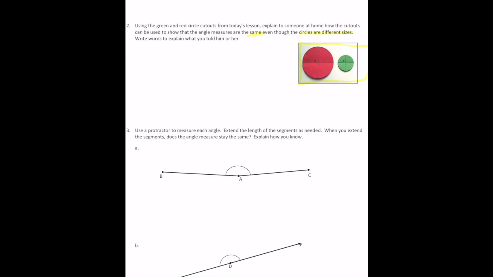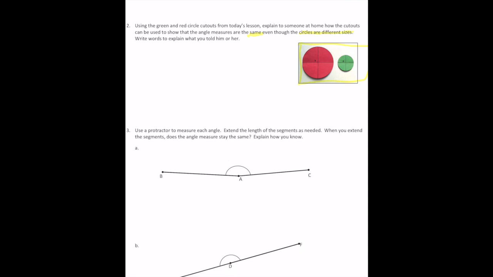Okay, so how would you explain that? Write words to explain what you told your parents. So I'm interested to hear what you guys come up with, and the way that you might explain how angles stay the same even though the circle sizes that you're using are different. Okay.